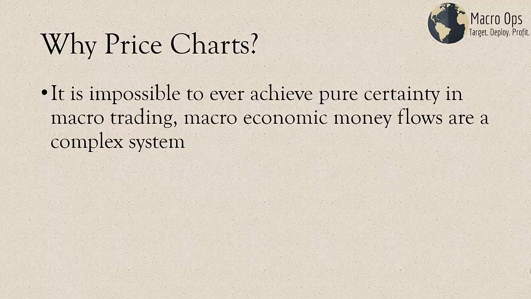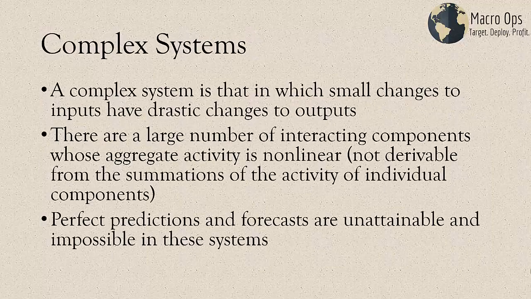It's really impossible to ever achieve pure certainty in macro because macroeconomic money flows are what we call a complex system. All right, and a complex system is that in which small changes to inputs have drastic changes to outputs. Here's a little more technical way of saying it. There are a large number of interacting components whose aggregate activity is non-linear, not derivable from the summations of the activity of individual components. So when you do all of your analysis, sometimes there's things that can react together and create events in order of magnitude larger or smaller than you could ever anticipate. So in this environment, perfect predictions and forecasts are unattainable and impossible.